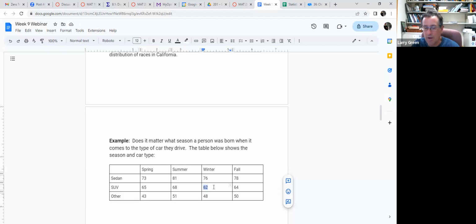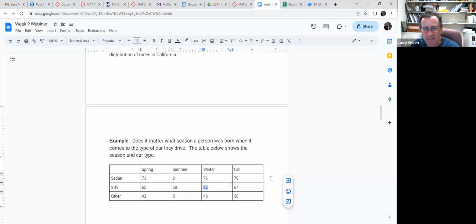What we want to do is say, if you're given information about their birth season, will that help you or provide information about what kind of car they drive? It's very different than asking if the distribution of 2 things is the same.